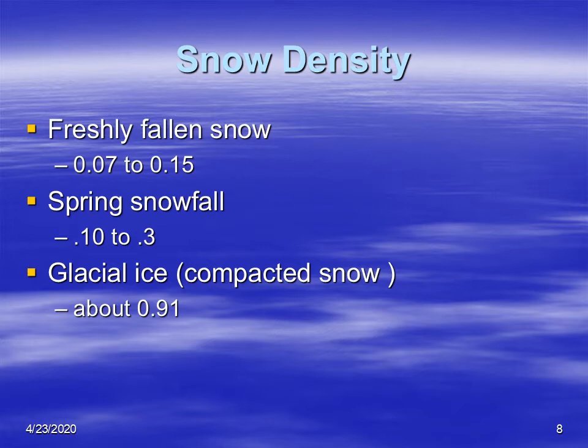However, when snow is falling, the density is very, very low. There's a lot of air in between those ice crystals, so when they fall, there's still a lot of space between them. With our really wet and sloppy spring snowfalls, you have a much higher density, anywhere from 0.1 to 0.3. But during the wintertime here, at least in North Dakota, when you get really light and fluffy snow, the density of snow is very low, and it can be anywhere from 0.07 to 0.15.